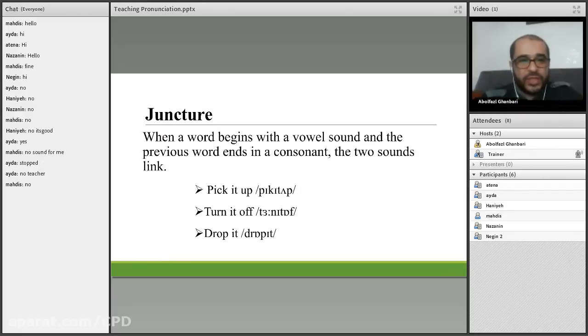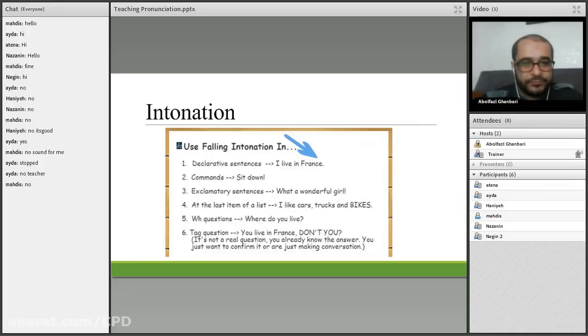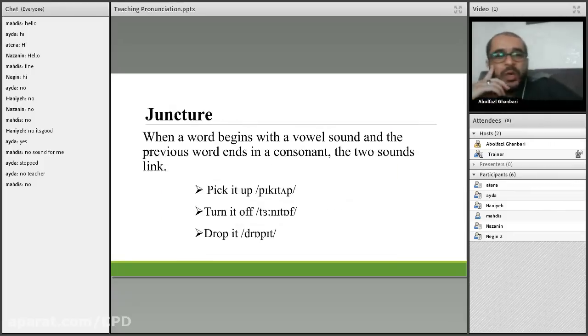The next one is juncture. When a word begins with a vowel sound and the previous word ends in a consonant, we link the two sounds. We call this juncture. Like pick it up. You do not say pick it up, you say pick it up. Turn it off. Drop it. Get it?